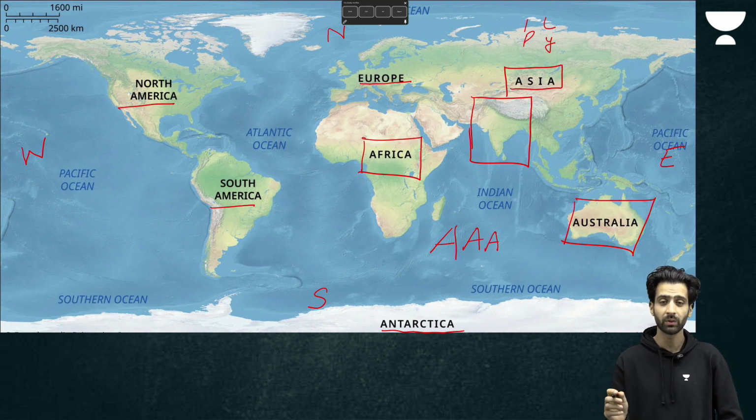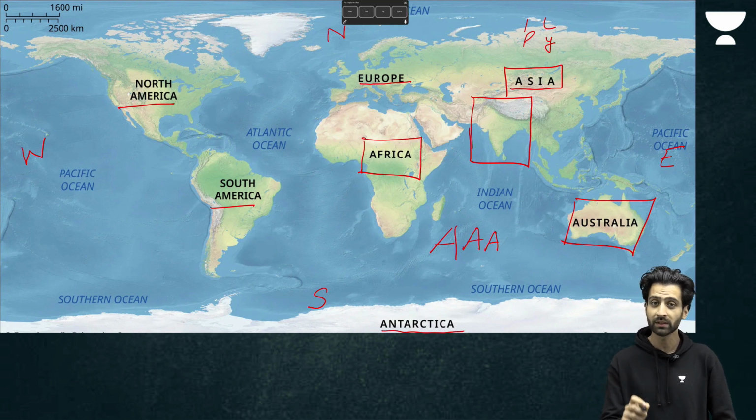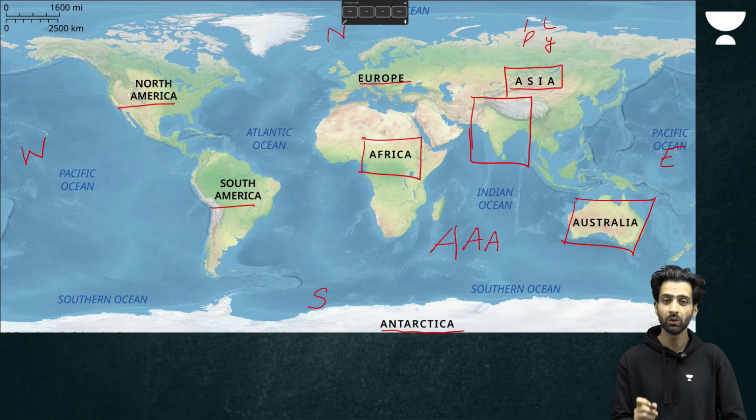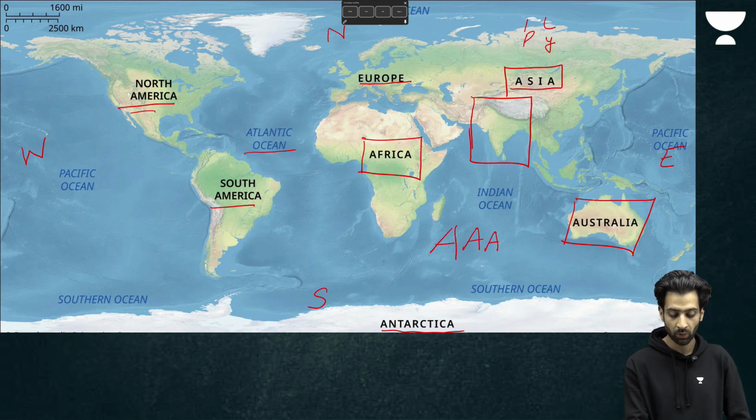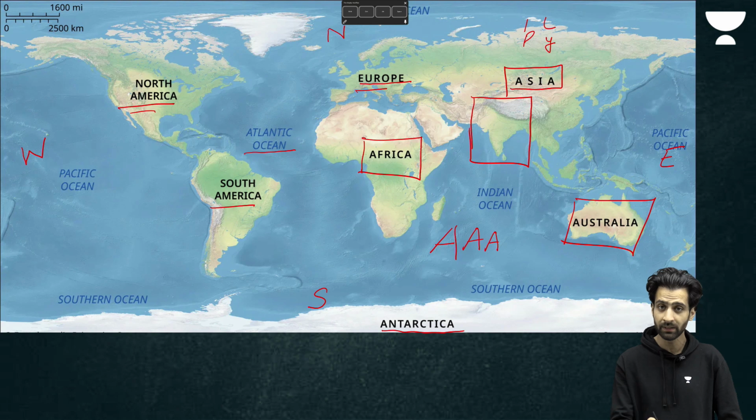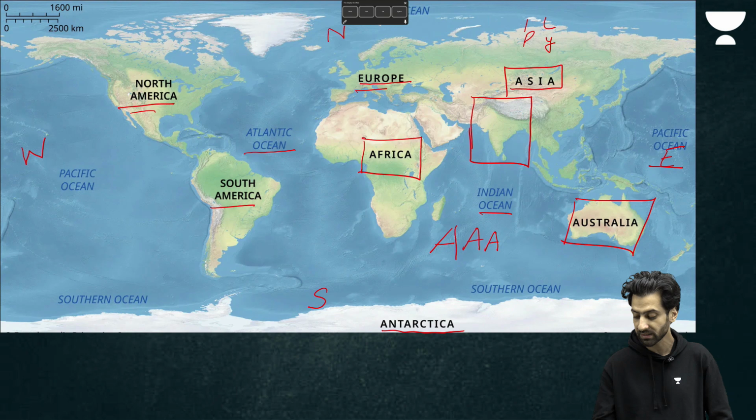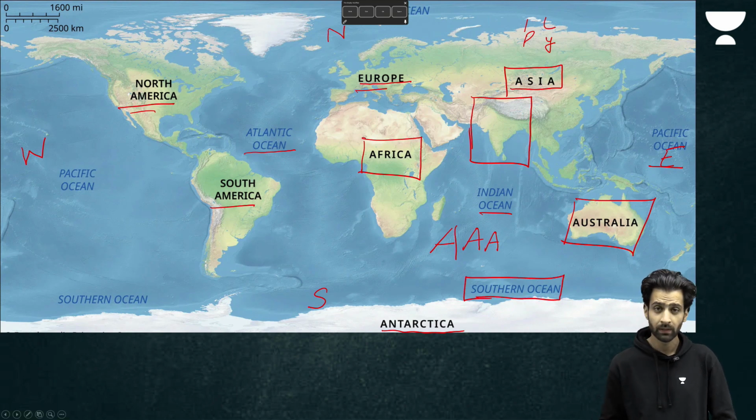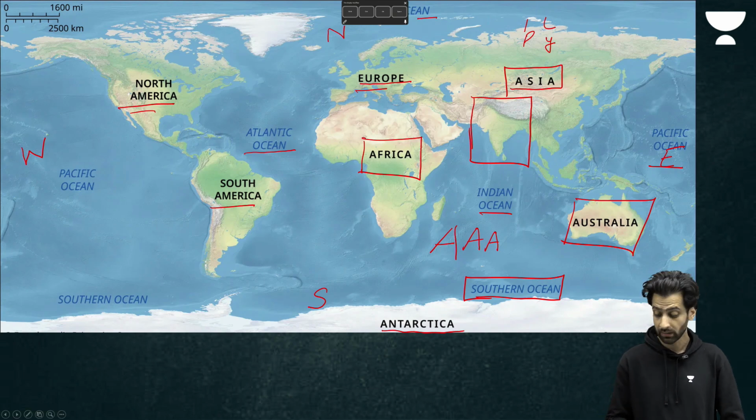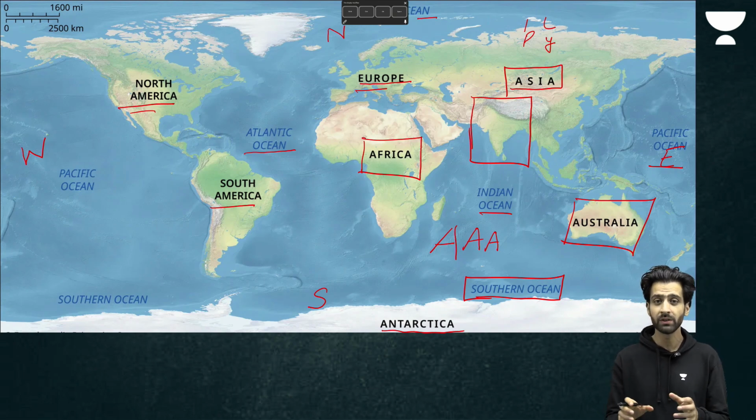So now if you ever get a blank map, you should be able to easily analyze and find out where the continents lie. Now coming to the oceans, they are also very important. We have the Atlantic Ocean that lies between North America and Europe. Then you have the Indian Ocean, Pacific Ocean and Southern Ocean. Finally, on the north side, you will have the Arctic. These are very important. These are the main features of the world.